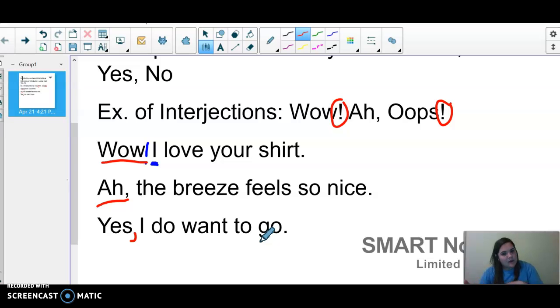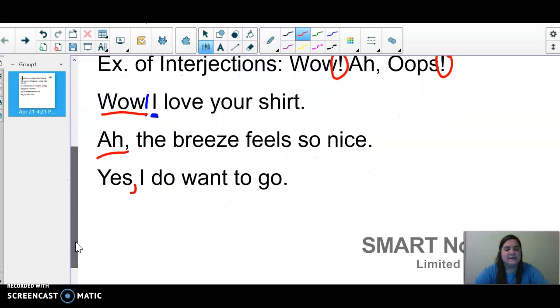You also can put a comma between the interjection word and the rest of the sentence, like the breeze feels so nice. Or for interjections, you can also put an exclamation point, just as long as you remember to capitalize the letter that follows an exclamation point. So basically, introductory words and interjections, you're separating that introduction or that beginning with the rest of the sentence with a comma or an exclamation point.